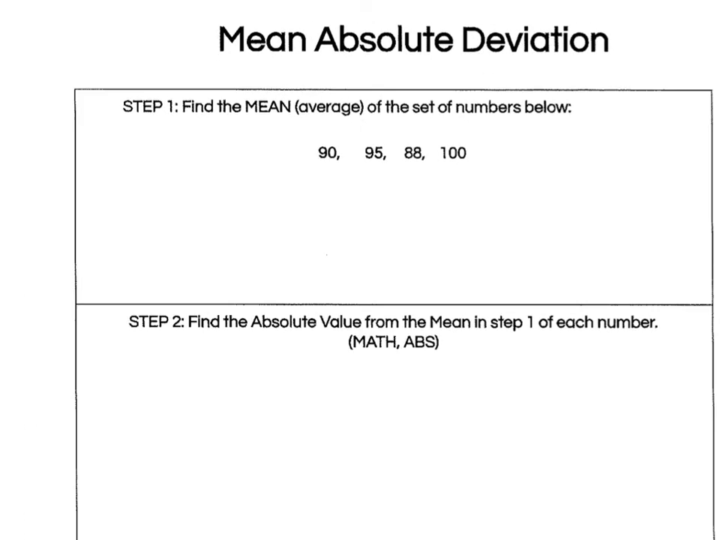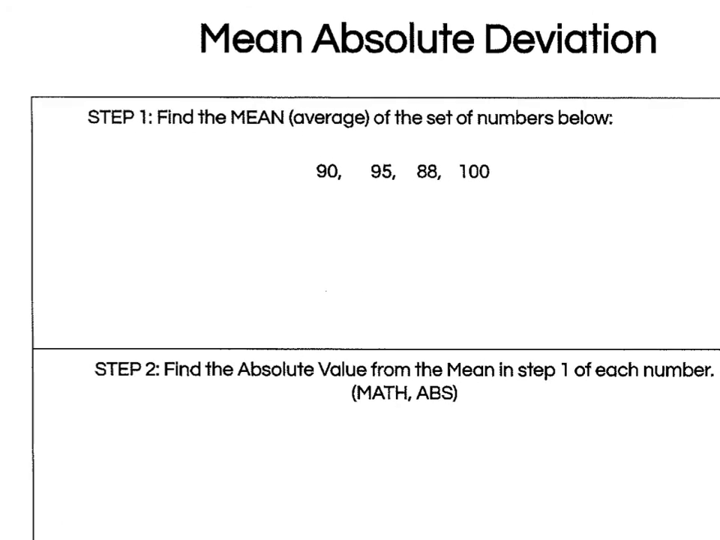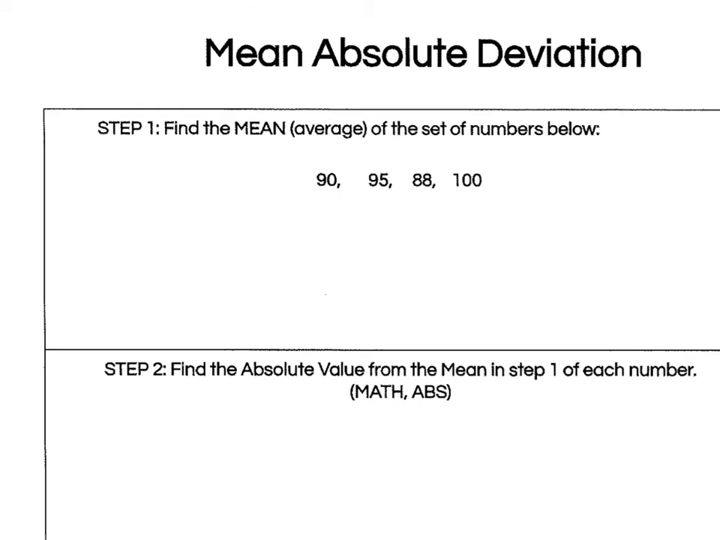So step 1, when we are given a set of numbers and we have to find the mean absolute deviation, we are going to add all of those numbers together. We're going to find the mean, right? So we're going to do the first part of finding the mean, which is add them all together. So 90 plus 95 plus 88 plus 100. Like I said in the last video, I add them up and then I hit enter. And I got 373 on that.